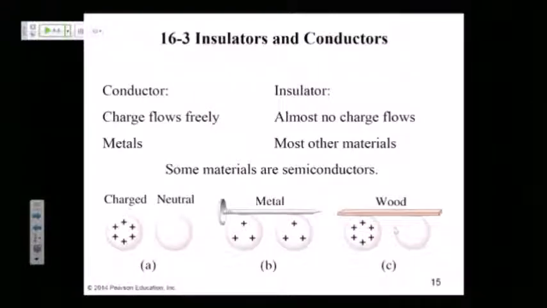The most common conductor that we use in household wiring is copper. Copper wires, these are the most common. But we do not stop there. All metals are conductors. Then, if you used a wooden piece, nothing will happen. No charges will move from the charged object to the neutral object. This tells us that wood is not a conductor. It does not allow electricity to flow. Because of that, we call it an insulator. It insulates.